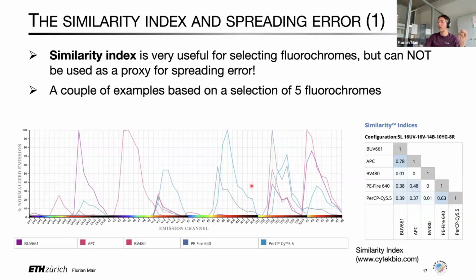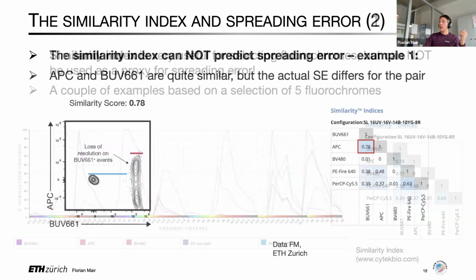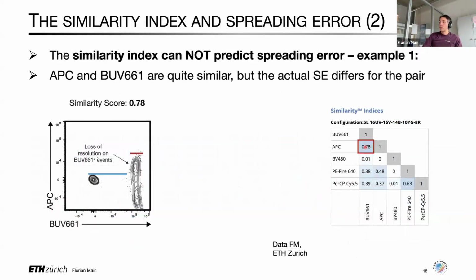And for this, I want to show you a couple of real-world examples, in this case, measured on an Aurora here at ETH Zurich. So we measured these 5 fluorochromes, BUV661, APC, BV480, P5640, and PerCP-Cy5.5, and then started looking at them. And if you were to just look at the spectral similarity, you would appreciate that APC and BUV661 are relatively similar, which has to do with the fact that BUV661 is a tandem that includes emission in the same spectral space as APC. So here you have a similarity index of 0.78, which is reasonably high, but nothing to worry about.